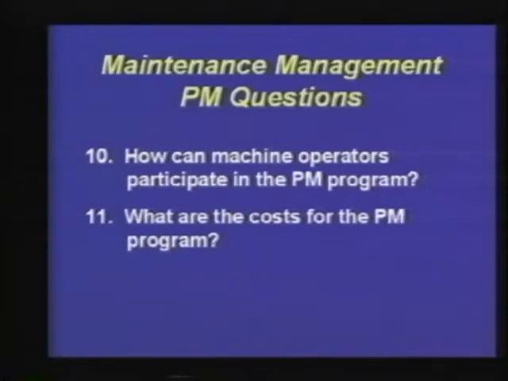Well, we have basically 3 types of cost. We have the cost of the labor, we have the cost of the spare parts used, and then the third element is the overhead cost of the maintenance department itself. Those added together represent the total cost of the PM activity.